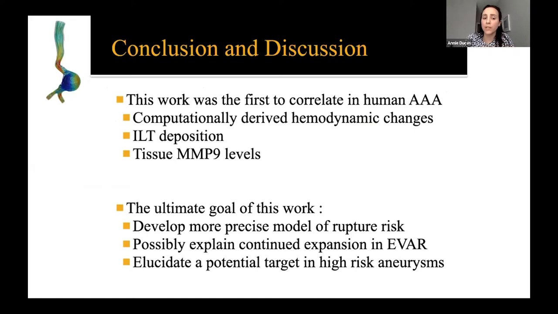The ultimate goal of this work is to develop a more precise model for the risk of rupture to possibly explain why there's continued expansion in EVAR and as well elucidate a target that we could use in high-risk aneurysms.